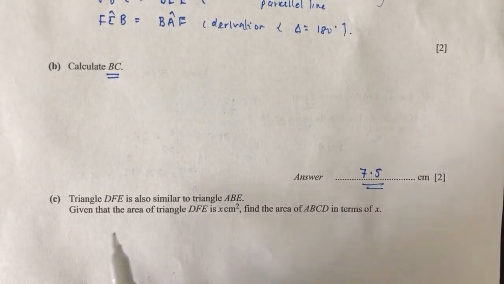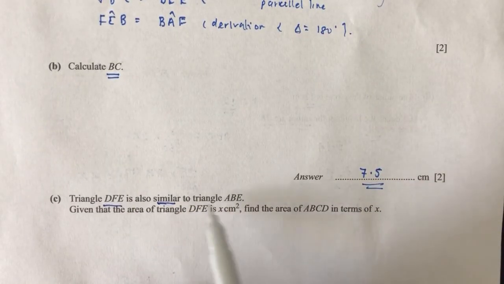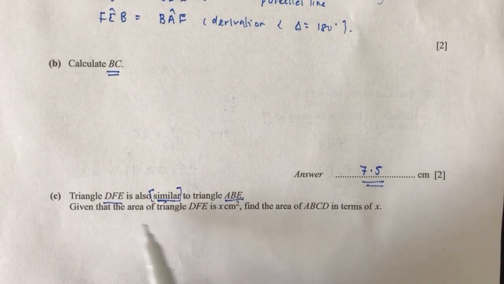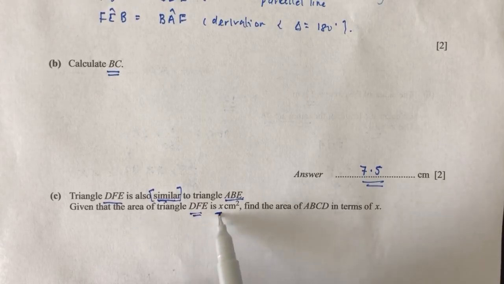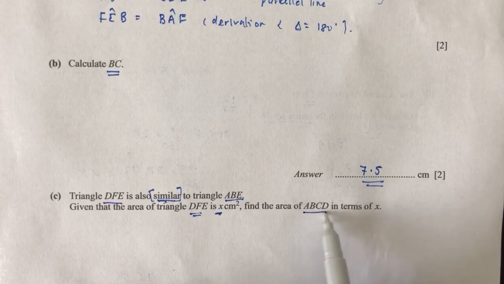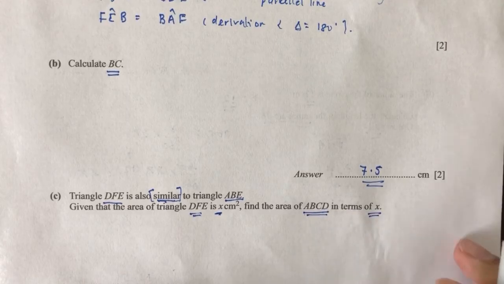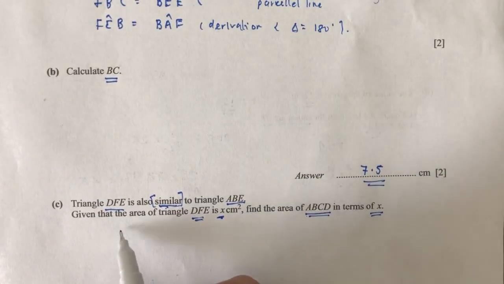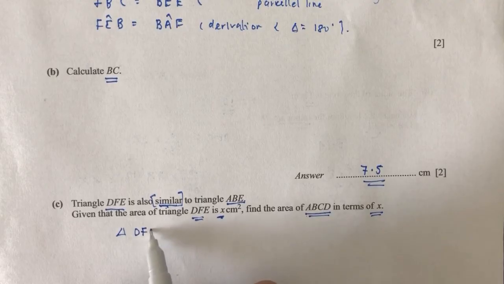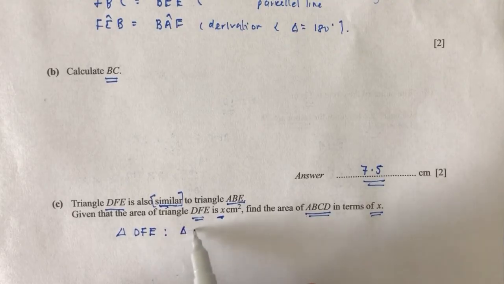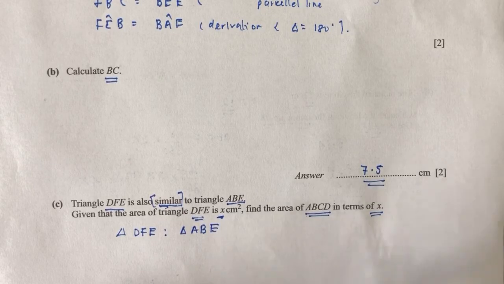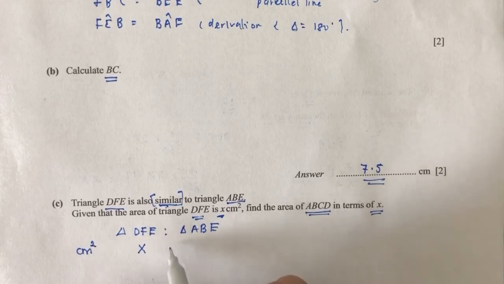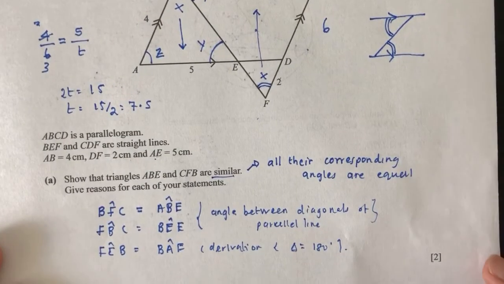So now for part C, triangle DFE is also similar to triangle ABE. So it tells you that it is similar already, okay? Given that the area of DFE is X, find the area of ABCD in terms of X. So how can we find that? So let's write this down. Triangle DFE and triangle ABE, they are similar. The area of triangle DFE is X, so the unit is centimeter square.